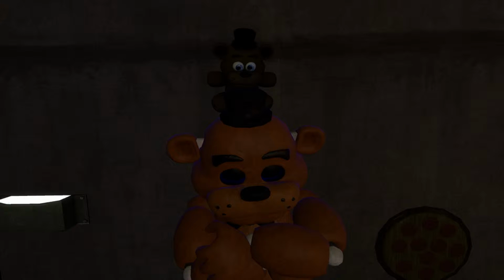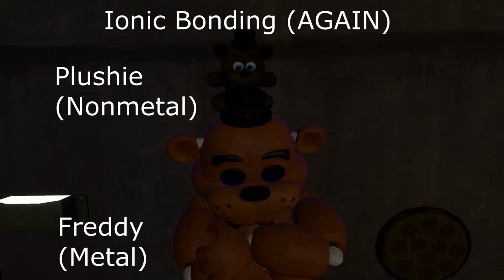To completely understand ionic bonding, you must first know what it means. Ionic bonding is when two elements on the periodic table are fused within each other, but they are completely different. So Freddy here, who is a metallic animatronic, with his plushie, which is a non-metallic object, are fused within each other to create an ionic bond. While Freddy and his plushie are not elements on the periodic table, this is sort of a metaphor for it, as shown and demonstrated on the screen.